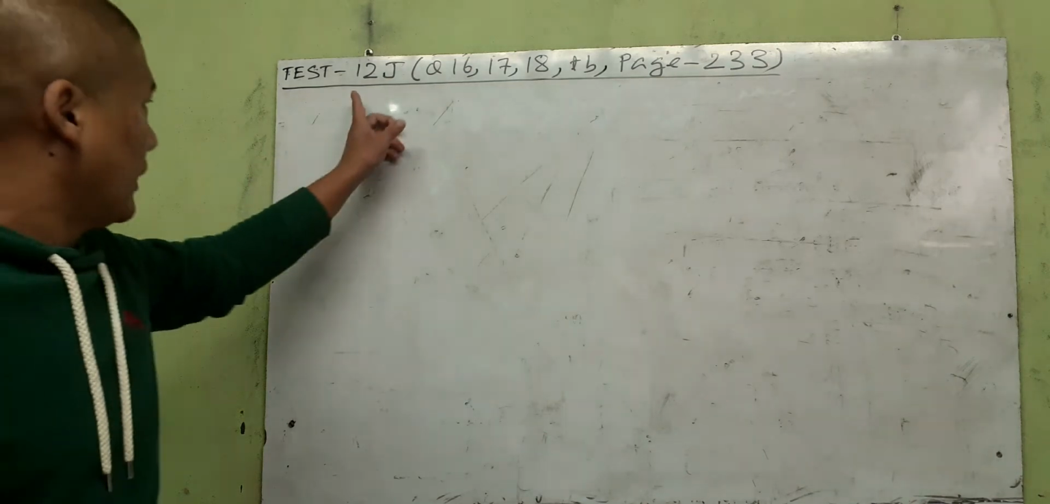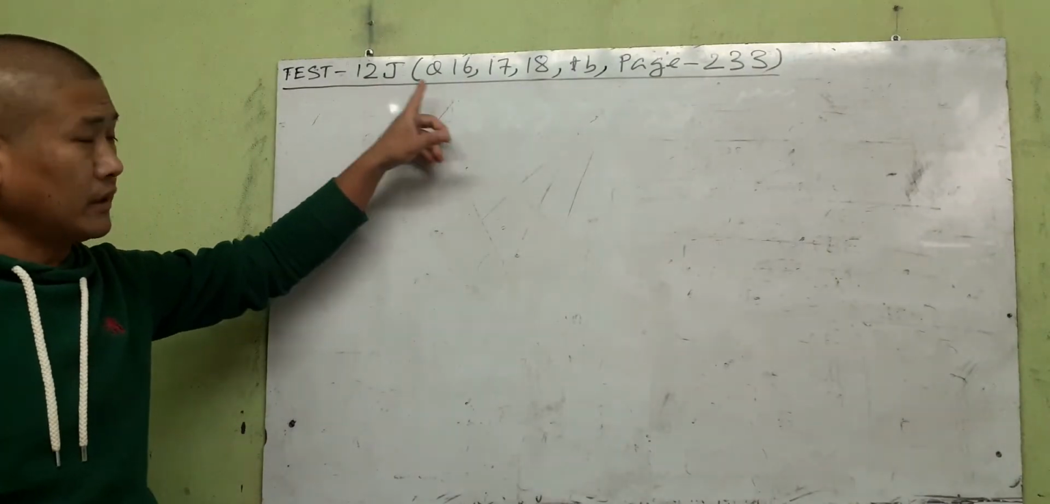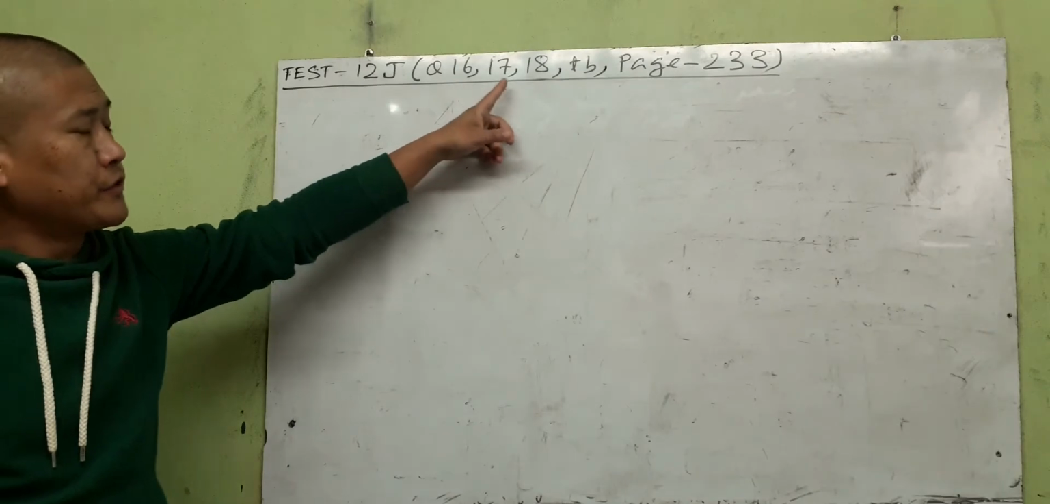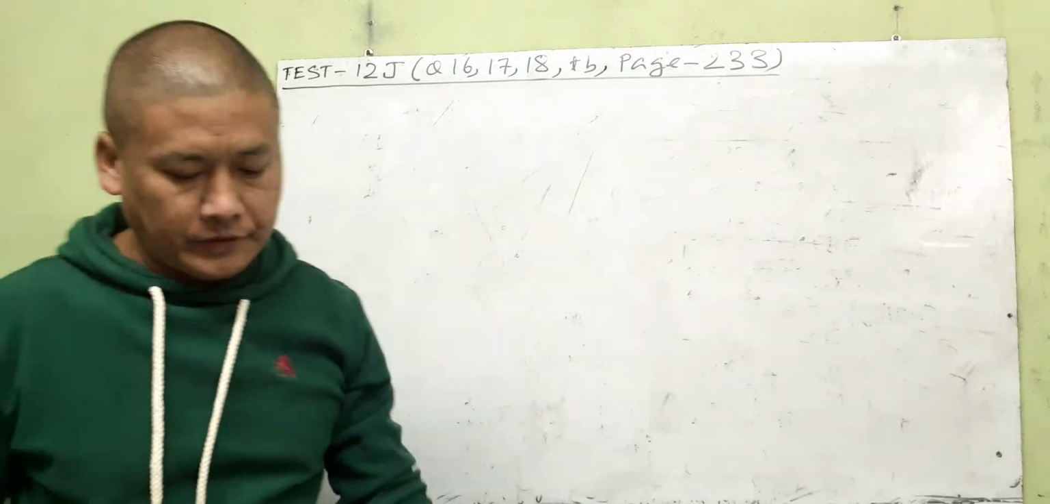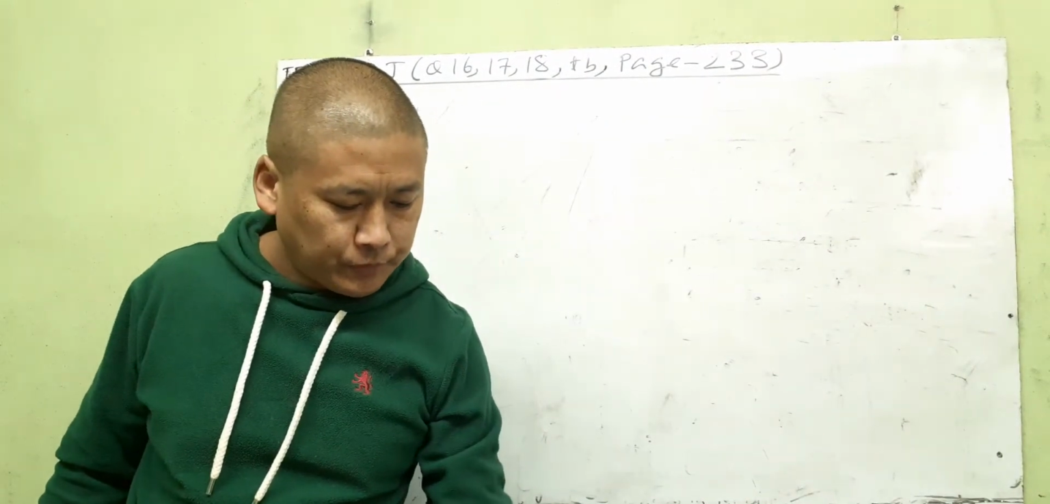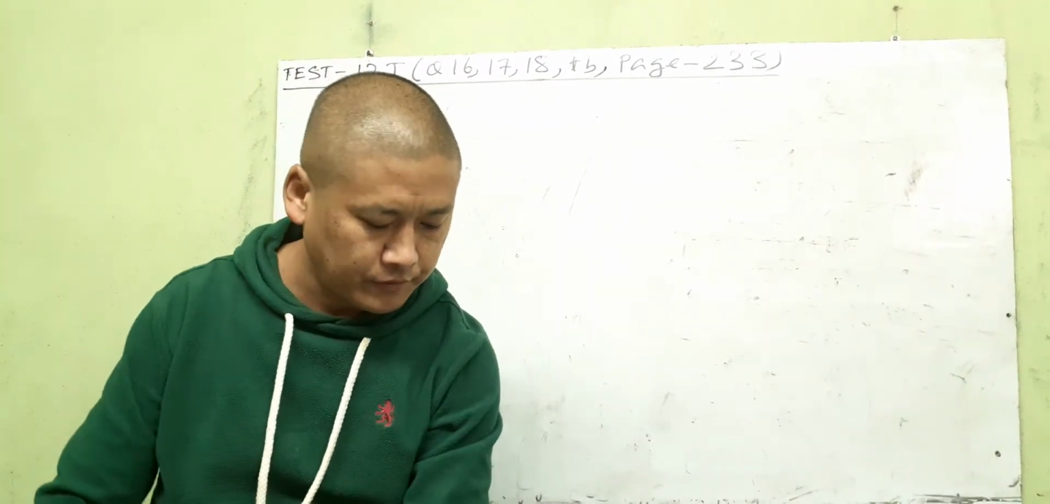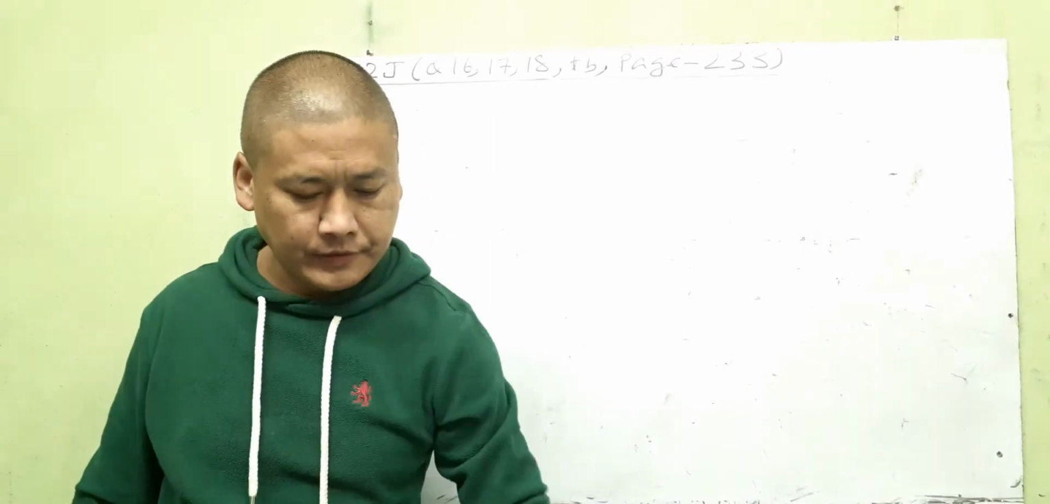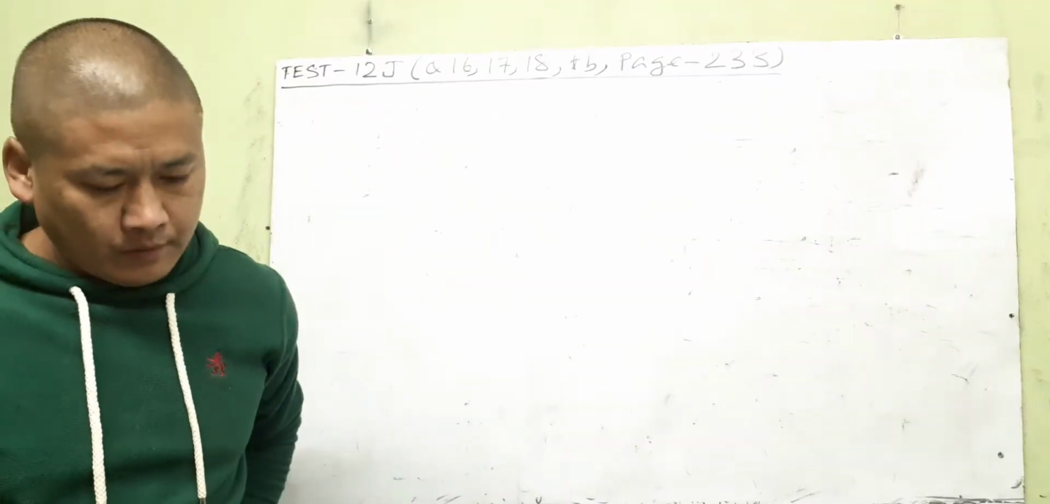Okay, so this is TEST-12J, class 10 electricity. These are the 3 questions we'll do, after which you take your test. So you go to page number 233 of your textbook. This is on electricity 16. I'll read the question for us.